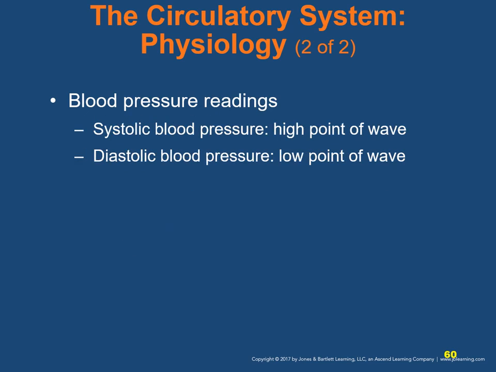Forceful ejection of blood from the left ventricle into the aorta is transmitted through the arteries as a pulsatile pressure wave. It can be measured with a blood pressure cuff. Systolic blood pressure is the high point of the wave as the heart is contracting, and diastolic blood pressure is the low point of the wave as the heart is in its relaxation phase.